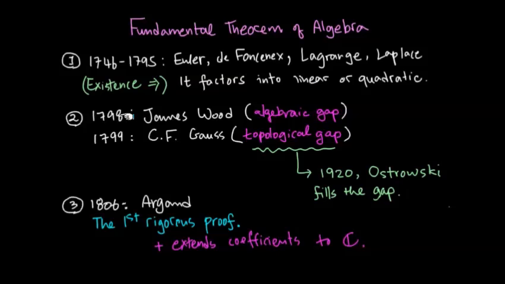And in 1798 and 1799, these two people, Gauss being another big name, attempted the proof, but they have gaps. It means it's not wrong, but some of the argument is not completely justified, and that topological gap was filled in since 1920 by Ostrowski. And the first complete and rigorous proof appeared in 1906 by this person. And that was the first time the result was extended to complex coefficients, not just real coefficients for the polynomial.